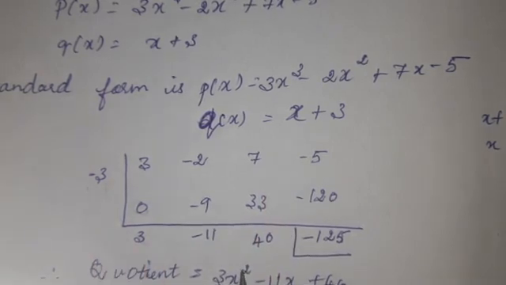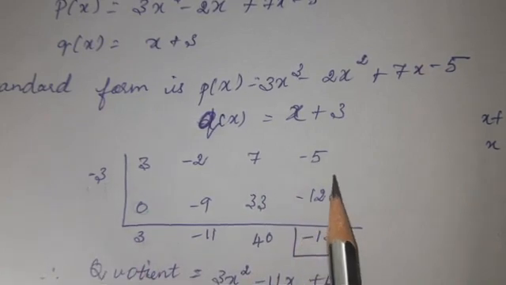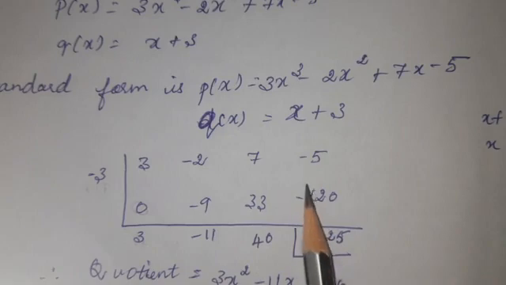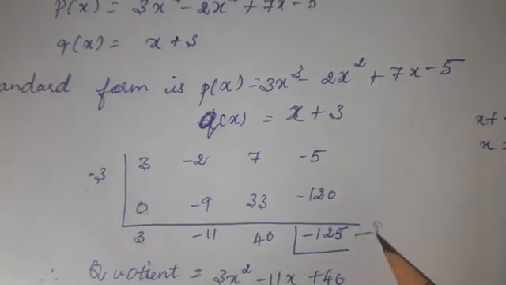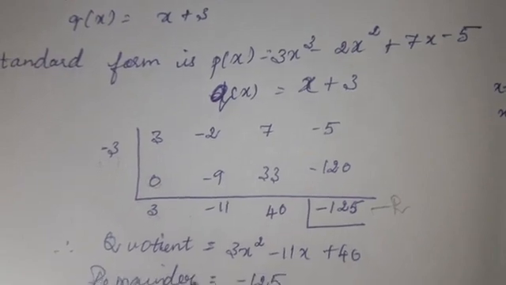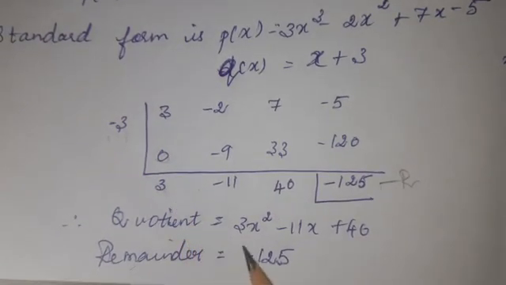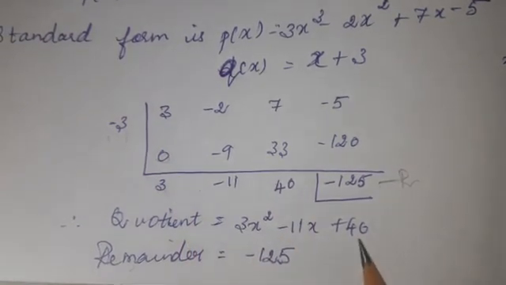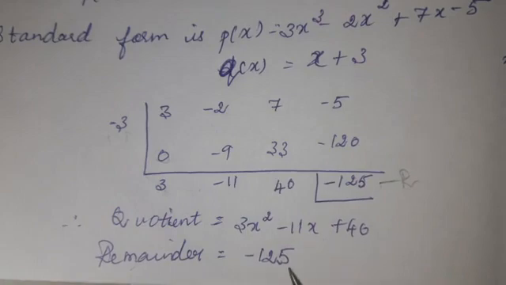After that you should multiply these two. Minus 3 into 40 is minus 120. Here both are minus, minus, so you should add, that is minus 125. This is the remainder. The rest is the quotient. So the quotient is equal to 3x square minus 11x plus 40, and the remainder is equal to minus 125.